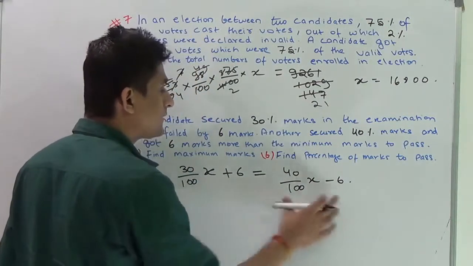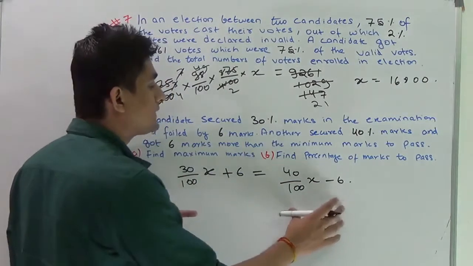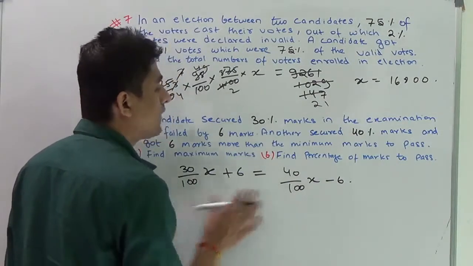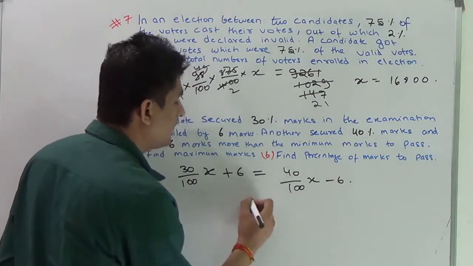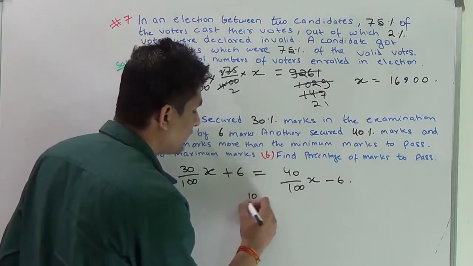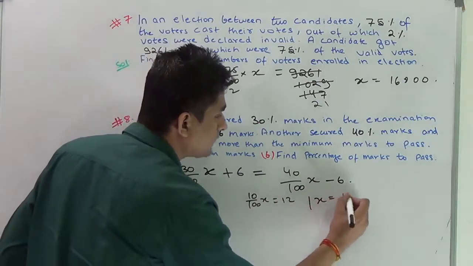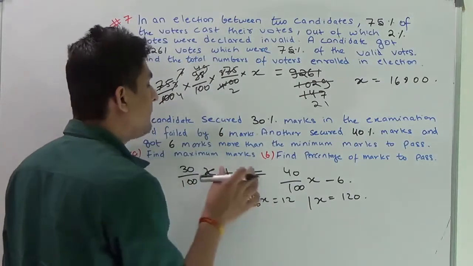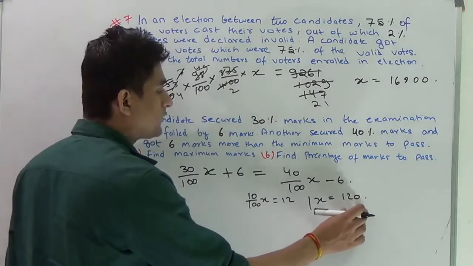Now both sides are equated to the passing marks. Both of the equations represent passing marks and they are equal for a single examination. If you solve the equation, you will find the value of X. It will come out to be like this. Now from here X will come out to be 120. Therefore the maximum marks of the examination was 120.